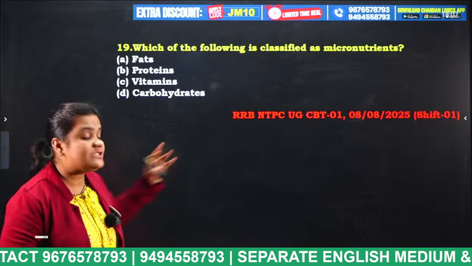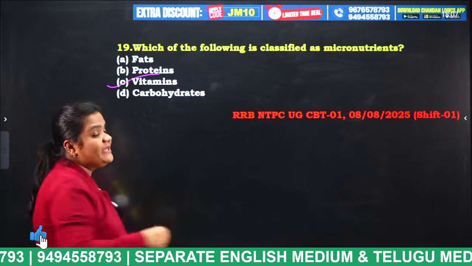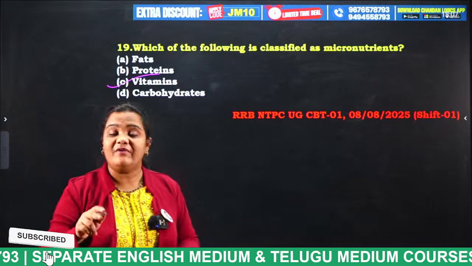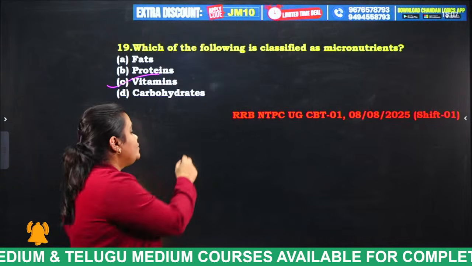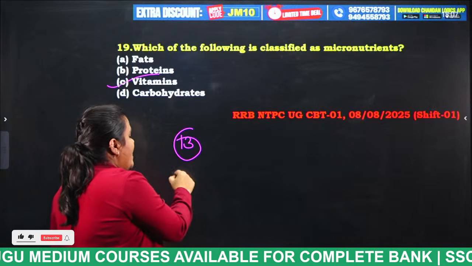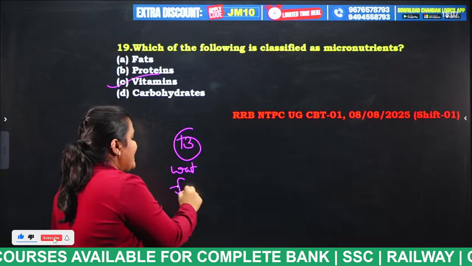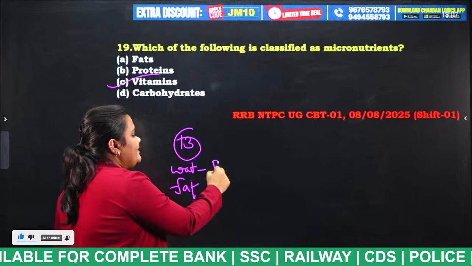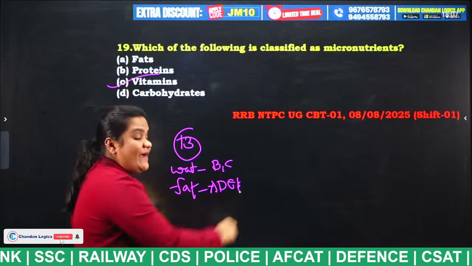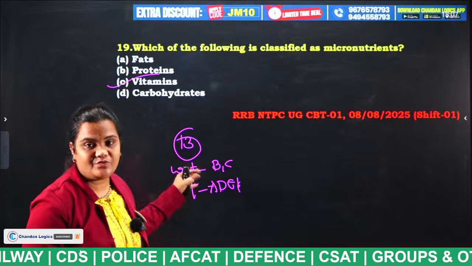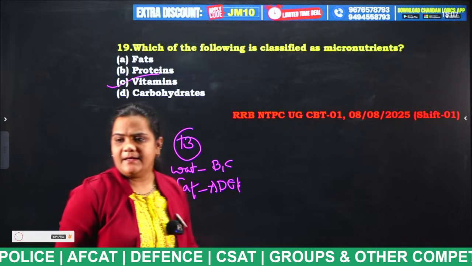But these minerals, we need in a lesser quantity, and we call them what? Micronutrients. In general, we have how many types of nutrients? 13 nutrients, water soluble vitamins and fat soluble vitamins. Water soluble vitamins are B and C, and fat soluble vitamins are A, D, E, K. We have discussed these vitamins many times, right? Okay. Next question.